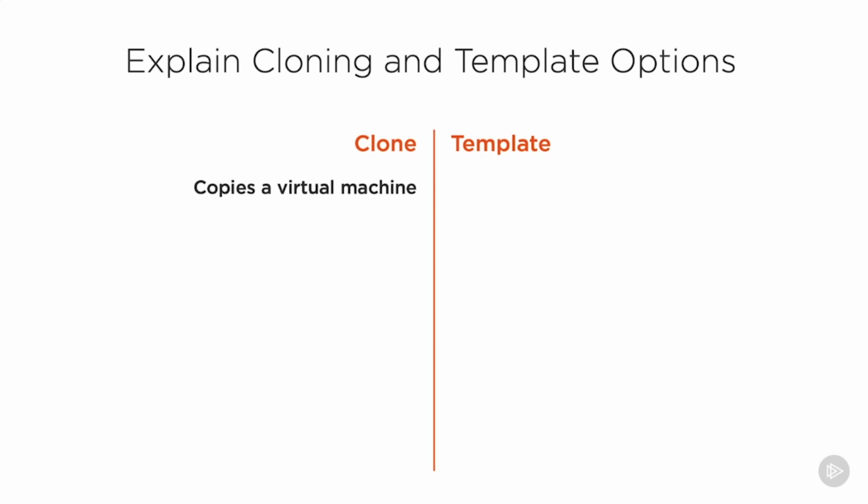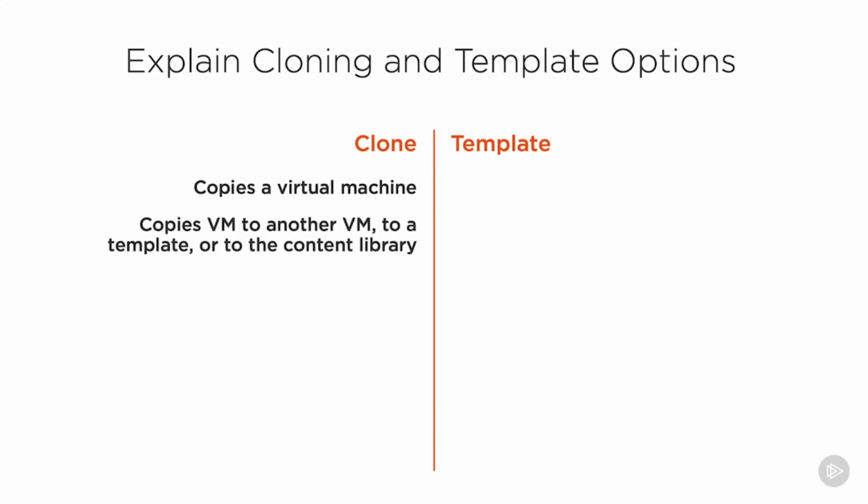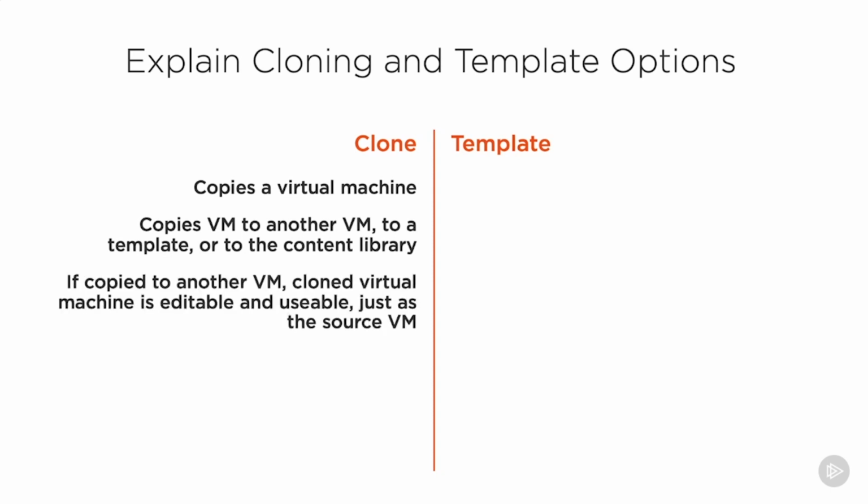Now, typically, if you do just a standard clone, you clone a virtual machine into another virtual machine. However, you could also clone a virtual machine to a template or into the content library. And those are two things that we'll learn about quite a bit during this module. Now, if you clone a virtual machine to another virtual machine, that cloned virtual machine is editable and usable just like the source virtual machine was.